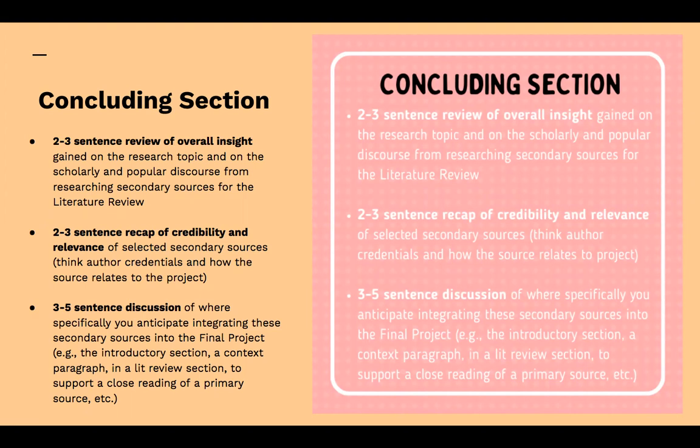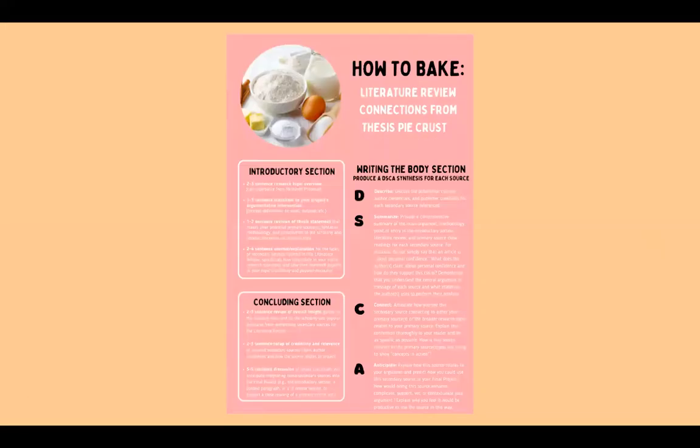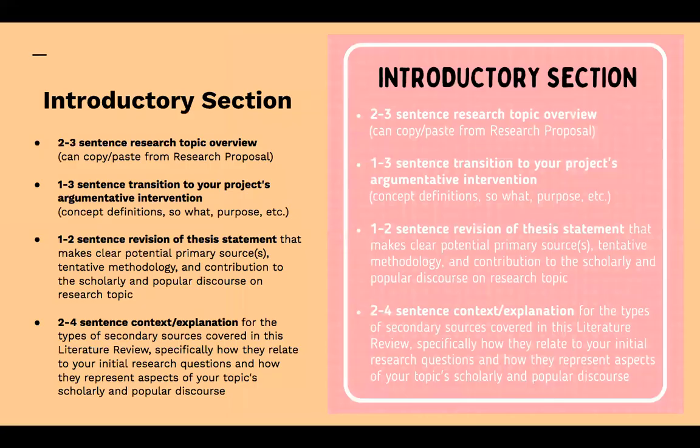For example, the introductory section, a context paragraph in a lit review section to support a close reading of a primary source, etc. All right, so to recap, your literature review is going to have 3 sections: an introductory section, a body section, and a concluding section.